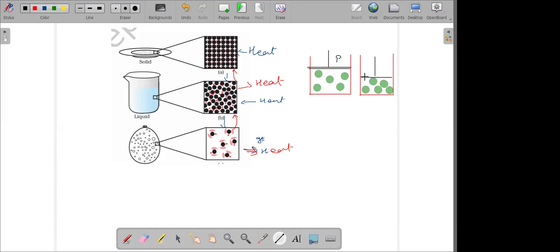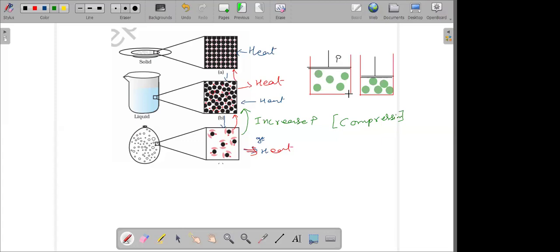Will it get converted to liquid state? Yes, sir. Okay, so gases can be converted to liquid state by another method, that is by increasing the pressure. If you increase the pressure, gases will get converted to liquid state. This we call compression. We are compressing the gas. So by applying compression, we are able to change the gaseous state to liquid state.